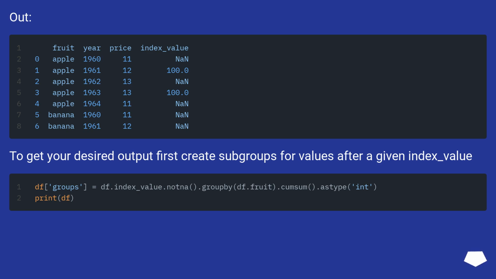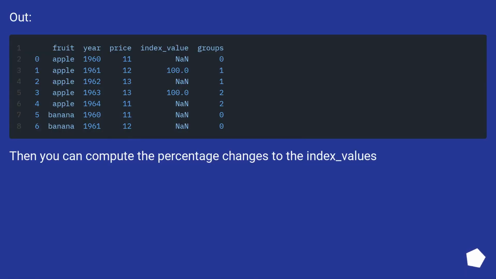To get your desired output, first create subgroups for values after a given index underscore value. Then you can compute the percentage changes to the index underscore values.